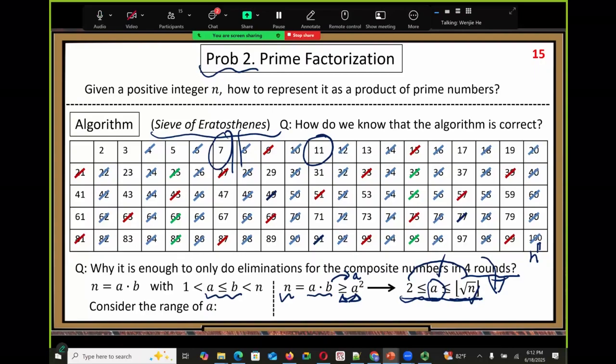Because we want to determine the range for a. Here, the minimum round gives the upper bound of a. So when we hit the upper bound, we should stop. That means after the upper bound, you do not need to do anything. That's the meaning of minimize: minimize the rounds of sieves.